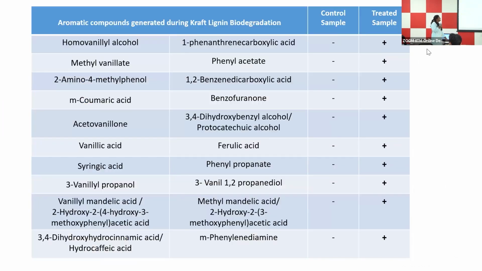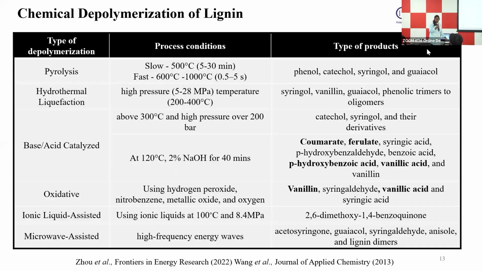If you could see, these were the compounds from the degradation. The control is the one which is untreated, but if you could see the treated sample, there are a lot of these compounds. So we had to go for chemical degradation processes, which are much faster and can give higher selectivity towards particular products.